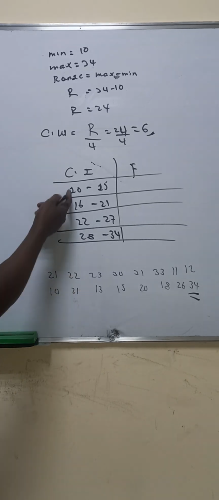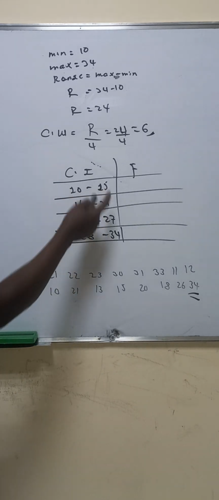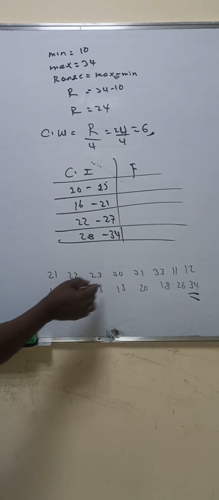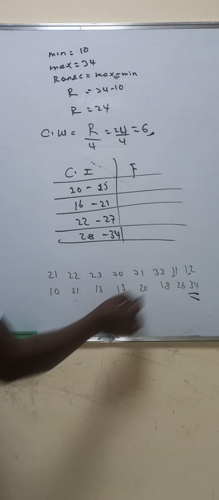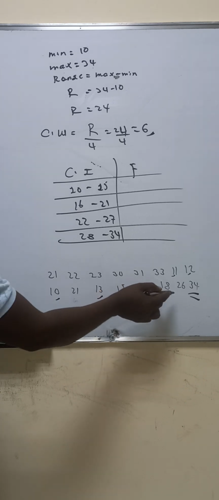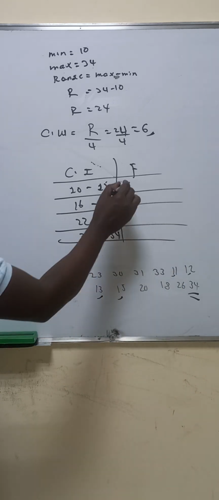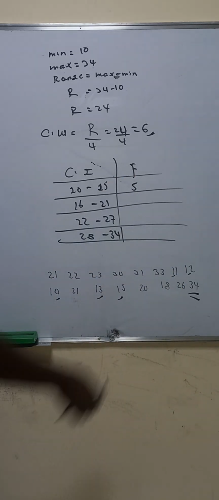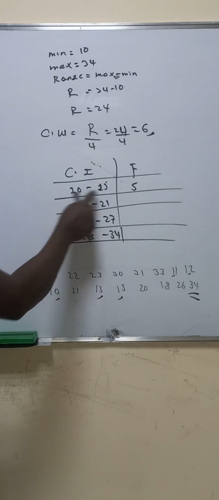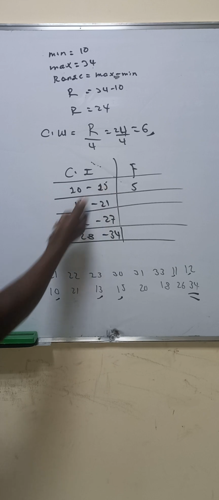And for the frequency, you can count the number of data in between 10 and 15, how many data are available in between 10 and 15. For example here, 1, 2, 3, 4, 5. We have only 5, so you have to write 5. This 5 indicates the number of data available in between 10 and 15, including 10 and 15.